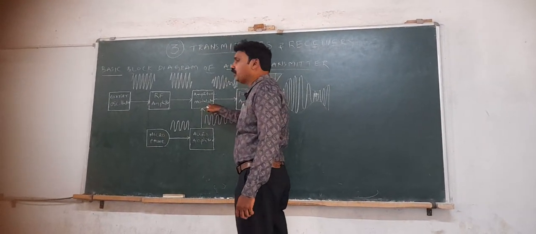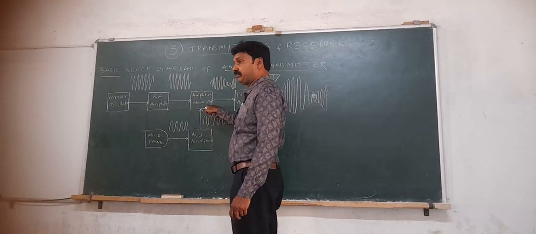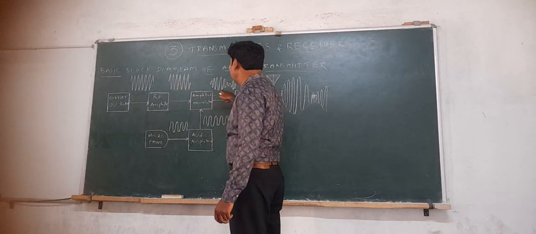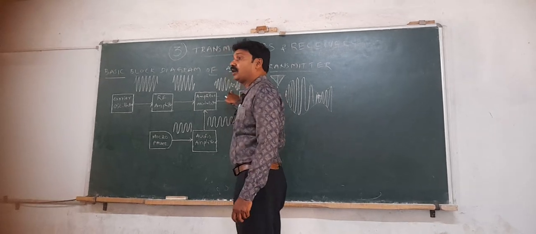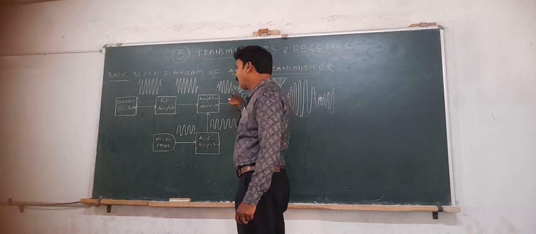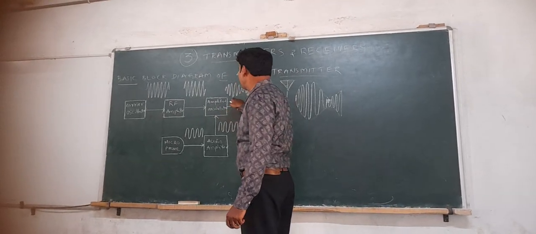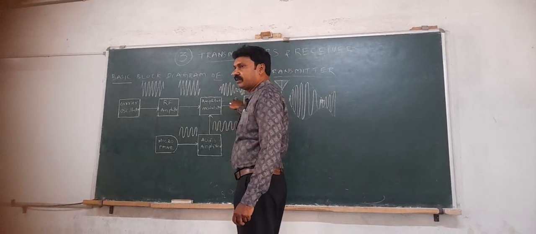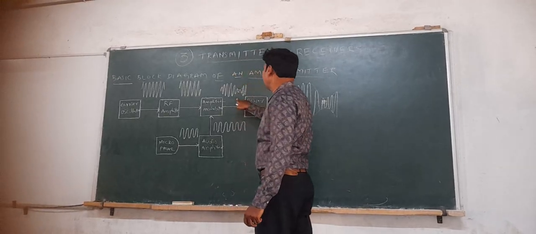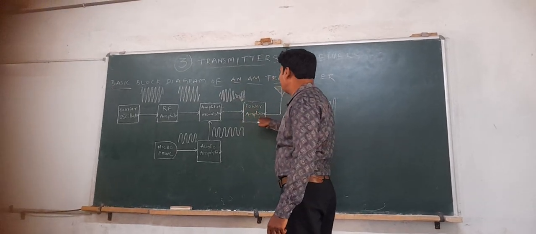The modulator is used to produce the modulated wave. You can observe that this wave is the modulated wave. The amplitude modulator is used to produce the modulated wave. The output modulated wave is applied to the power amplifier.